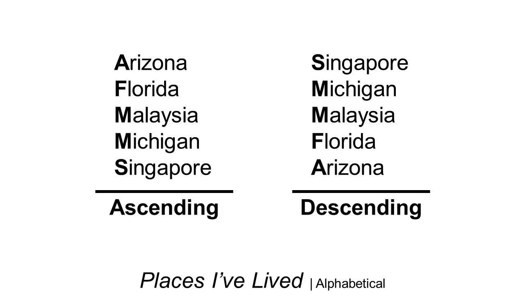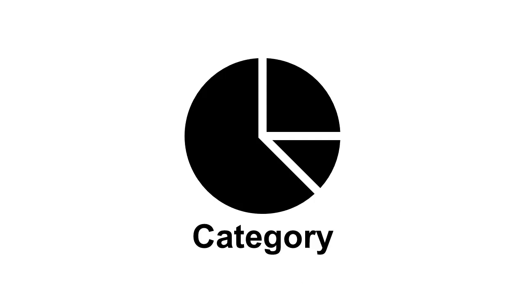Here are the names of the places I've lived in alphabetical order according to the starting letter of their names. In the case where we sort a list from A to Z, low to high, or small to big, we are using ascending order. When we sort from Z to A, high to low, or big to small, we are using descending order.